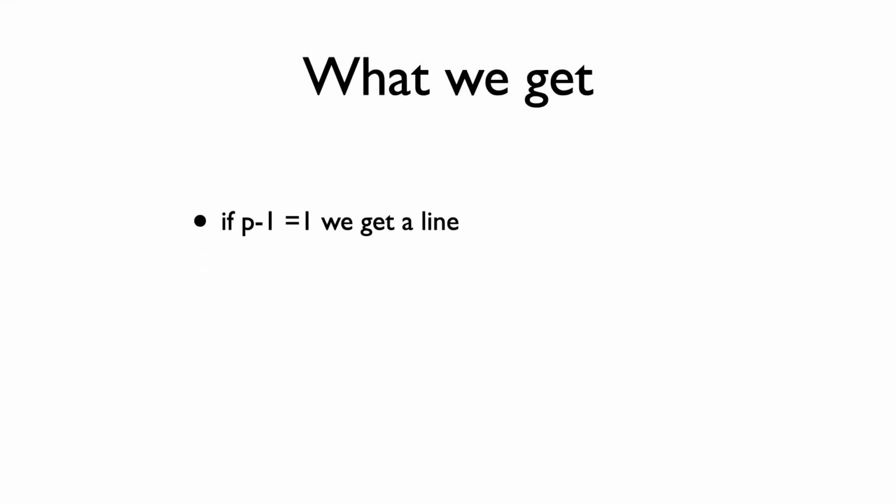So what we get, if p minus 1 equals 1, we get a line. In other words, if we have one predictor, we get a line, like we talked about on Thursday. Simple regression, it's just a line. Y equals a plus bx, or really now we're going to be saying y equals b sub 0 plus b sub 1 x sub 1. Okay? That's more general. Now, if p minus 1 is 2, we get a surface or a plane.